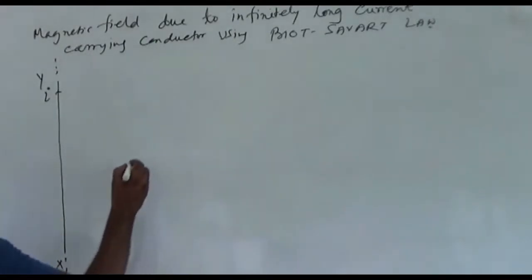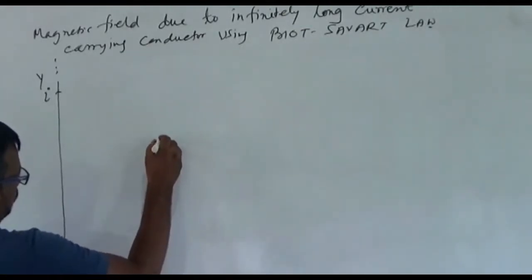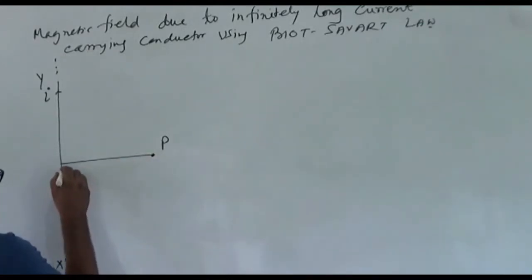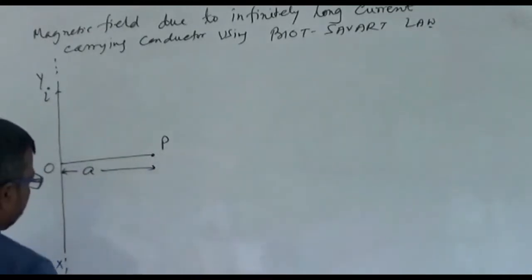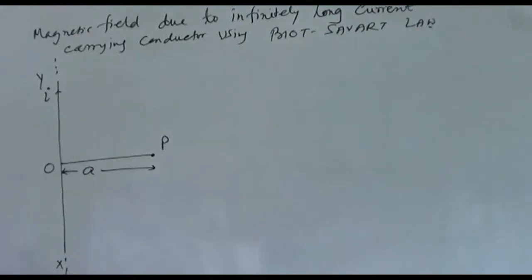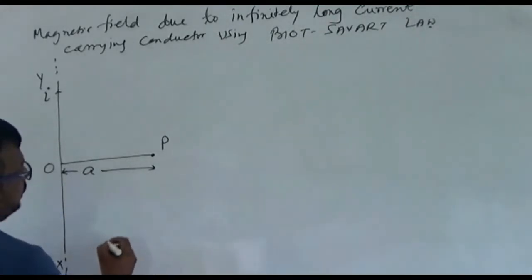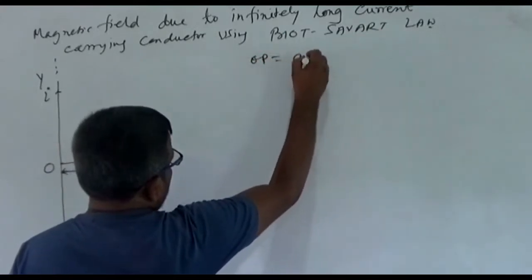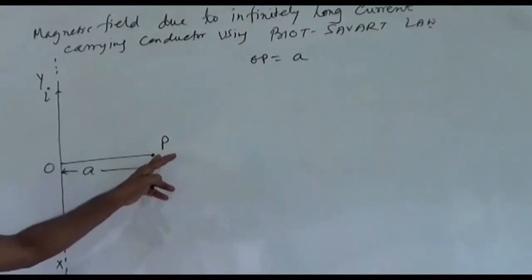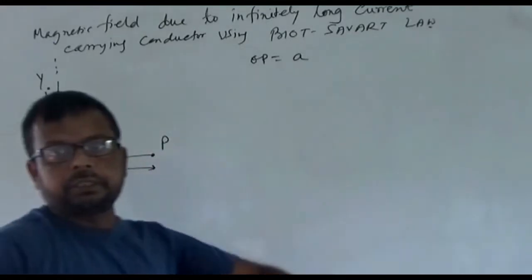We take a point P which is at a distance A, that is OP, which is the perpendicular distance of P from the wire XY. OP is equal to A, which is the distance of the field point from the straight current, right? We are going to find the magnetic field at point P.